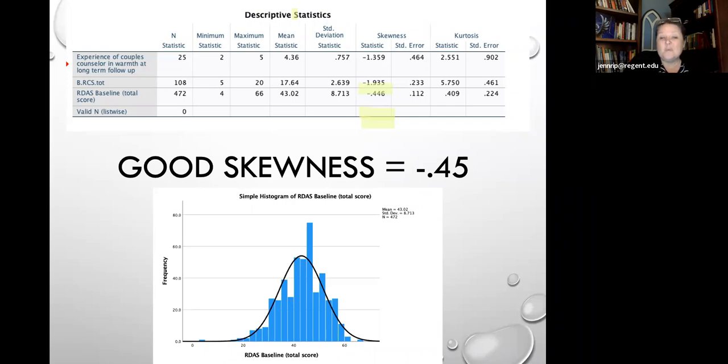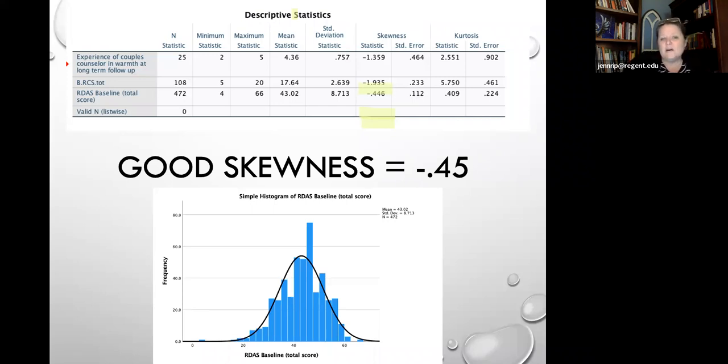Now, another reason why this data is good data for us to look at is because if you look at the N, this was a study that was done across 15 years of data. So we have different numbers. And the only thing that has good data out of every single participant is their baseline adjustment scale score. So the RDAS, which is the relationship adjustment, that's all participants. 472 people filled out that questionnaire across 15 years. So we have a very large N, and the skewness tends to be pretty good. Normality tends to be pretty good with a large N.